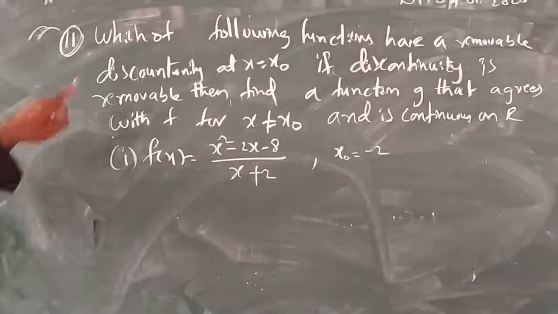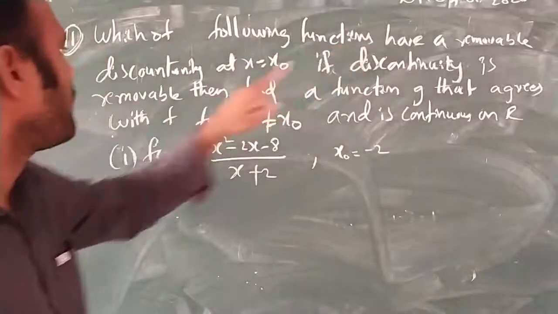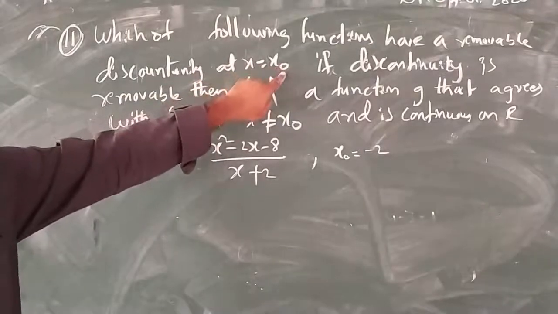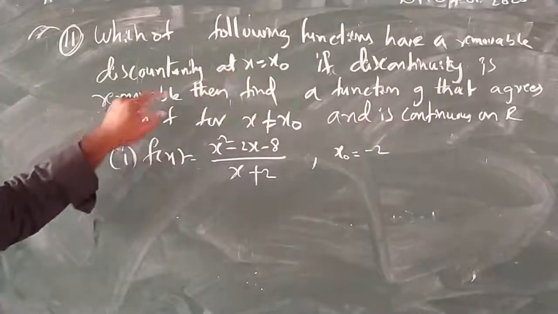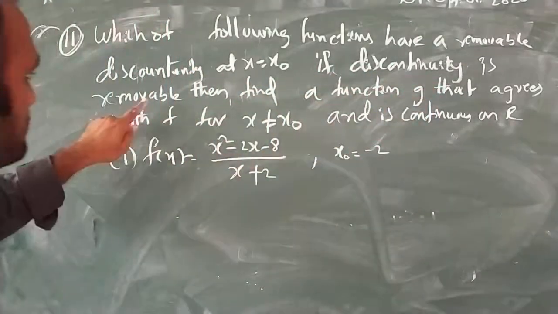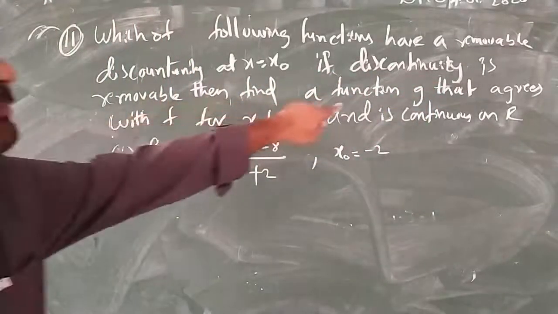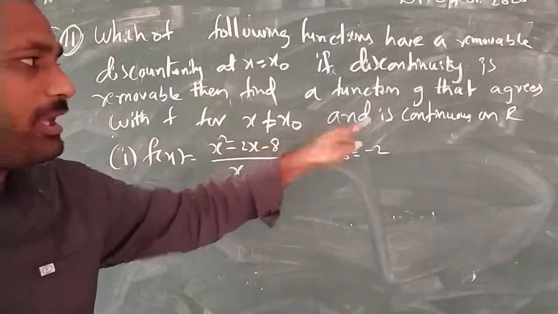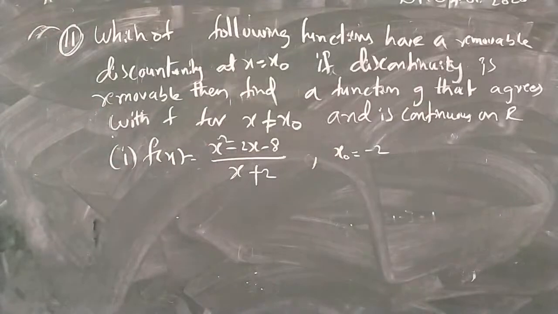Next question. Which of the following functions have a removable discontinuity at x equals x naught? Means if I substitute the x naught value, whether the function has a discontinuity. If the discontinuity is removable, then find a function g that agrees with f for x not equal to x naught and is continuous on R.